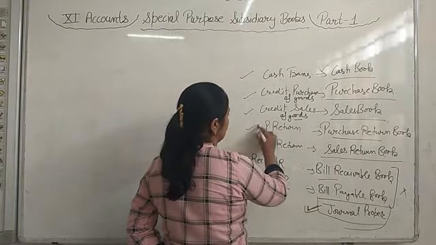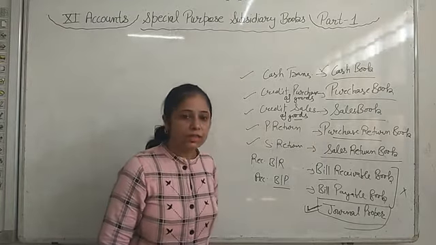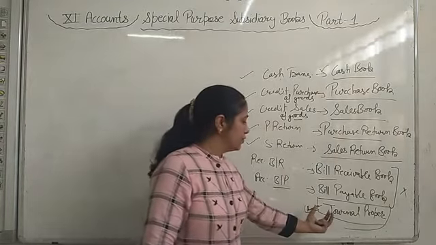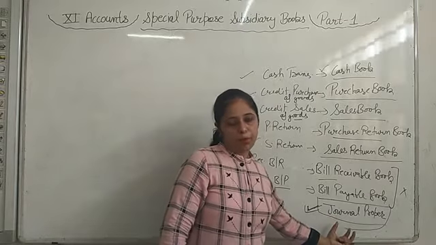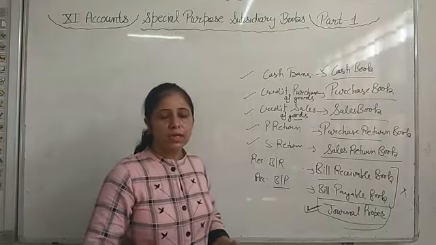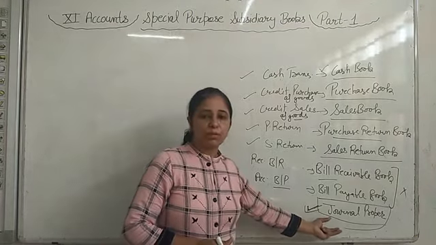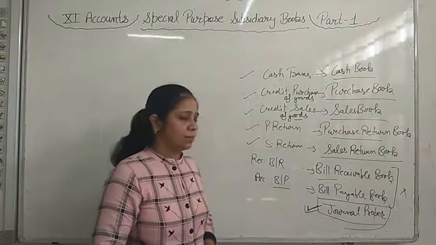So like this, many transactions are there that are not in the cash book, purchase book, sales book, purchase return book, or sales return book. For those transactions, we will use the journal proper. It is just like the simple proforma of journal with 5 columns that we discussed in the journal chapter. That same journal proforma we will use.